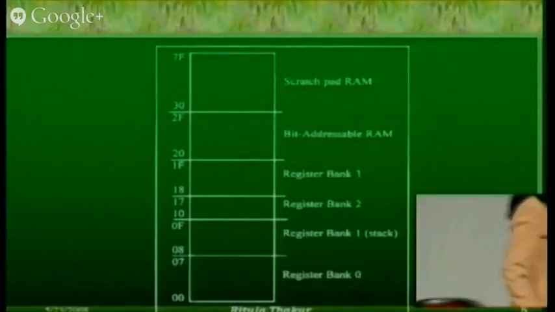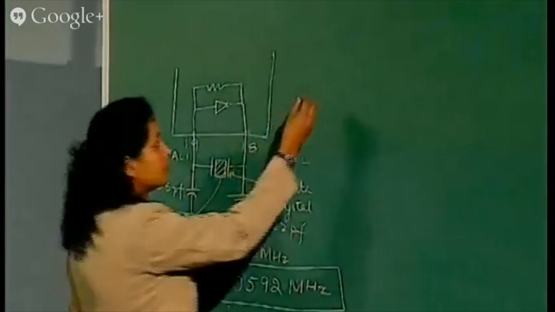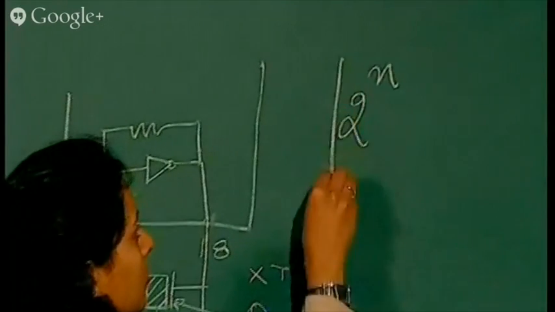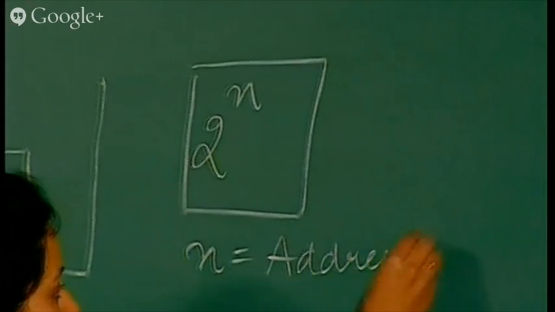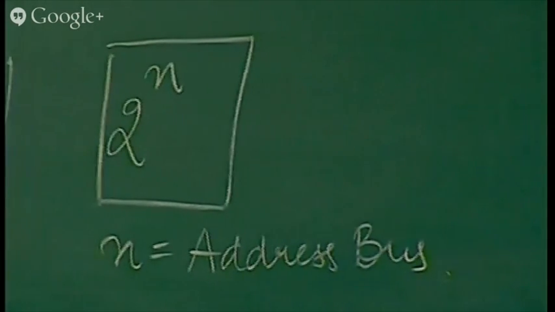Now the address bus is vital because the amount of memory which can be attached, which can be mapped by a controller or a processor, is decided by the address bus. Now how? The total amount of memory which you can map to a controller or a processor is basically 2 raised to power n, where n is the size of your address bus.